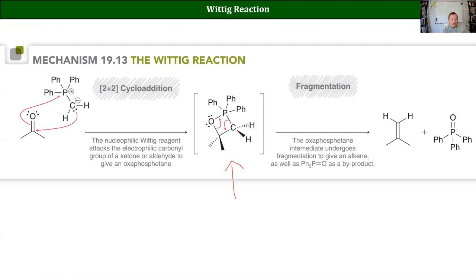And so you wind up with that same electron movement happening again. The remaining carbon-phosphorus bond moves over to what was the carbonyl oxygen, and the oxygen takes its electrons with it and goes off with the phosphorus to make this triphenylphosphine oxide.